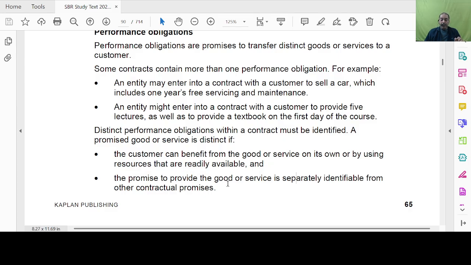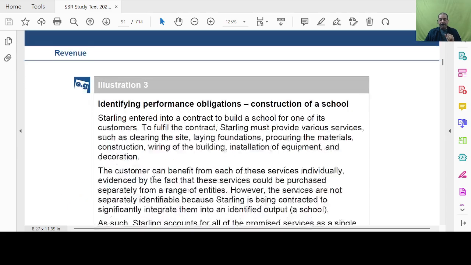Second, the promise to provide the goods or services is separately identifiable from the other contractual promises. I told you, yes, I've got 3 performance obligations and 3 of them can be separately identified. 3 of them are separately sold. Individually, they have a price. So that is the meaning of having a performance obligation, right?